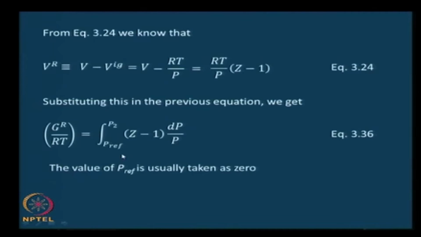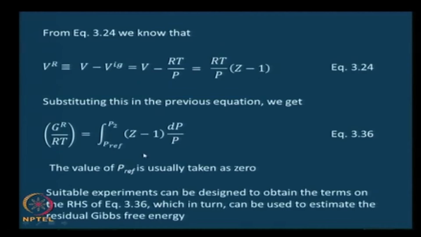and the value of P reference is usually taken to be 0, which is fine. If that is the case, then you can design suitable experiments to obtain the terms on the right hand side of this equation 336, which can in turn be used to calculate Gr by RT, the residual Gibbs free energy. And from the earlier equations we could relate the Gibbs free energy, the generating function, to get the other thermodynamic variables Ur, Sr, Hr and Ar, and from the residuals you can get the actual quantities.